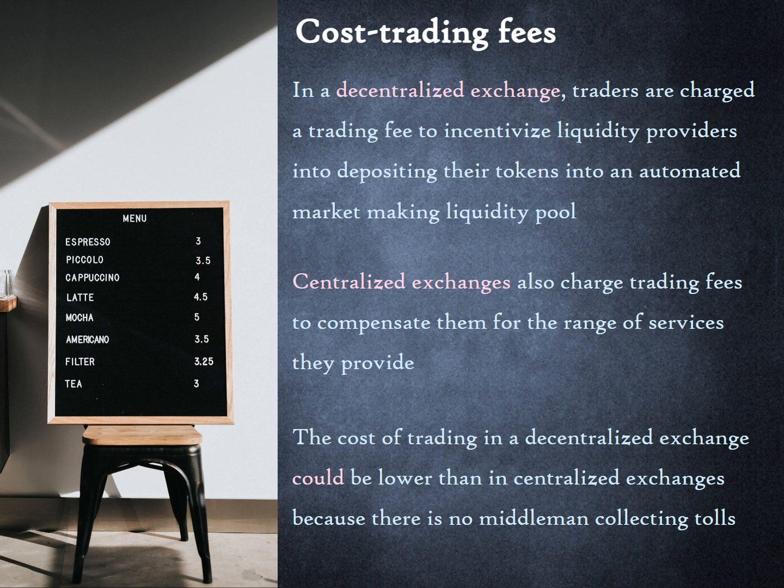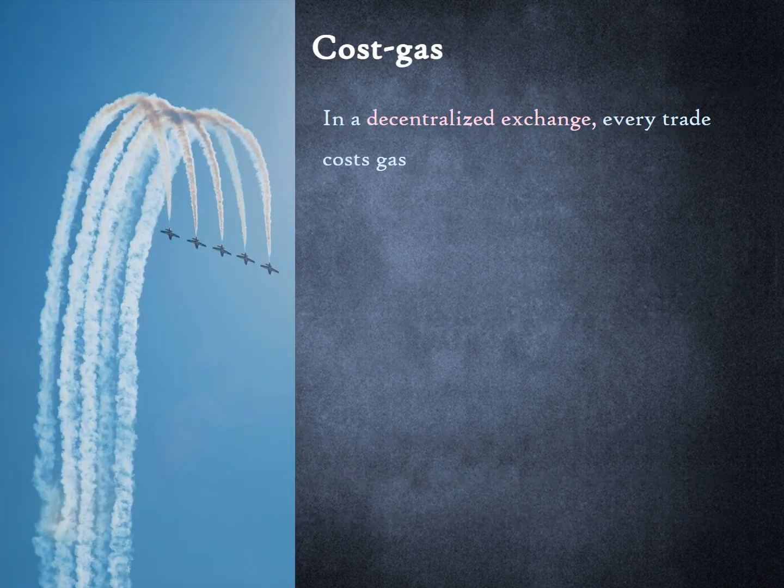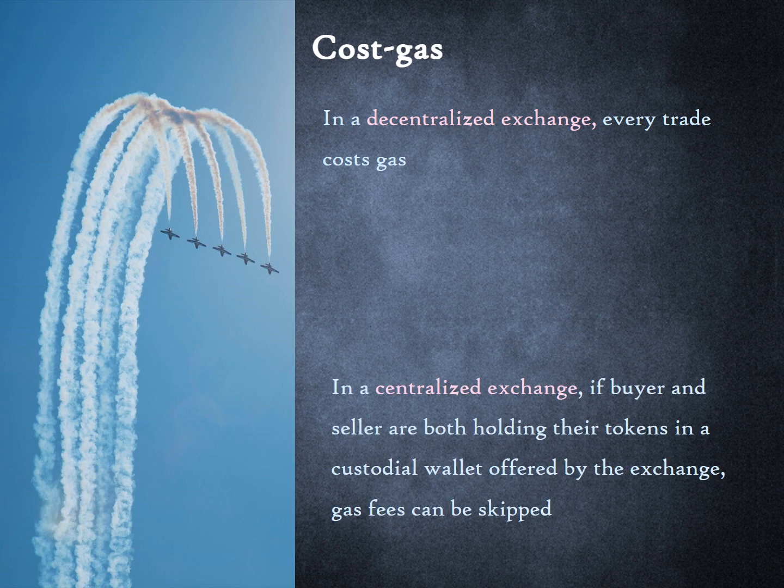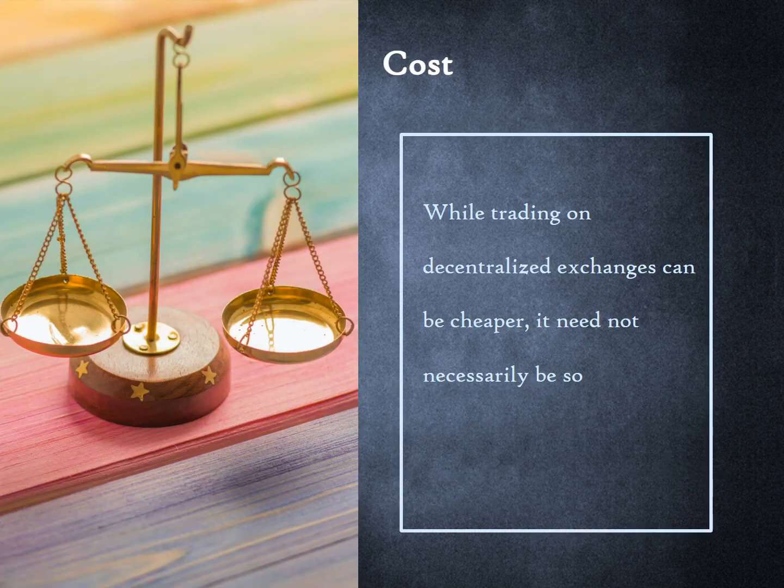Further, over time, centralized exchanges may develop revenue models, which makes them less reliant on trading fees. In a decentralized exchange, every trade costs gas. In a centralized exchange, if buyer and seller are both holding their tokens in a custodial wallet offered by the exchange, gas fees can be skipped. To conclude, while trading on decentralized exchanges can be cheaper, it need not necessarily be so.